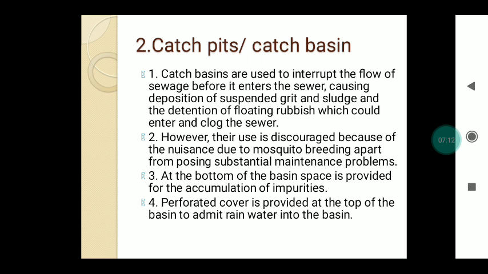problems. These catch basins or catch pits create some nuisance, such as flies or mosquito breeding. At the bottom of the basin, space is provided for the accumulation or deposition of the impurities. And a perforated cover is provided at the top of the basin to admit rainwater or storm water into the basin.